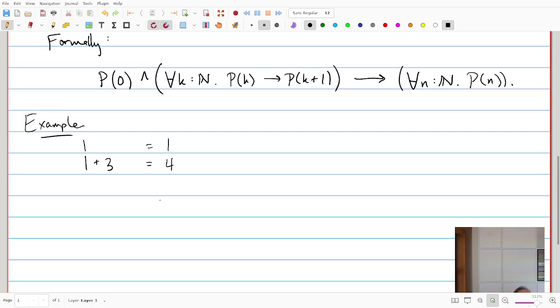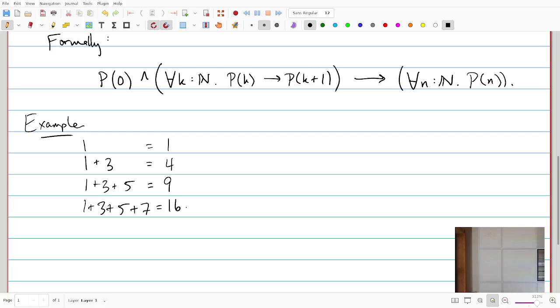1 plus 3 is 4. If I add up the first three odd numbers, I get 1 plus 3 is 4, plus 5 is 9. Nine plus seven more is 16, right?